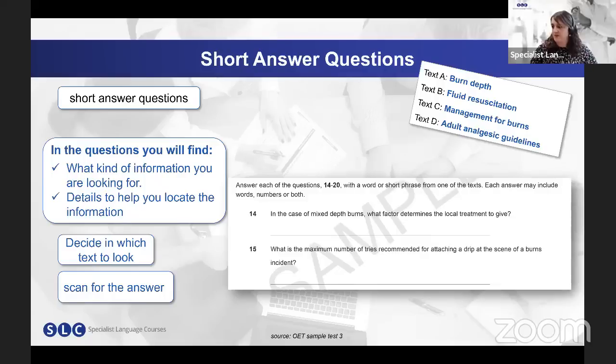Okay, so in the comments box, excellent, you've discovered this, the maximum number of tries. All right, so we're looking for the maximum number of tries, so we know that we're looking for a number. We then look at our keywords to help us decide which text we want to look at. So the maximum number of tries recommended for attaching a drip at the scene of a burns incident. So we're going to look at text B. And we know that we're looking for a number. All right, so let's take a look at our text and let's find our answer.